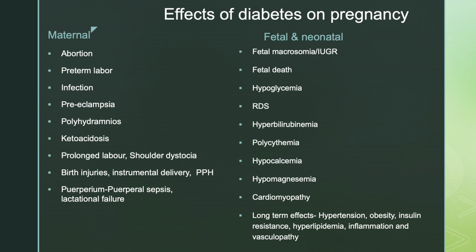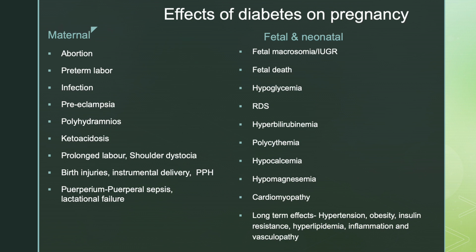The most common complication that can occur in both types of diabetes, that is GDM as well as PGDM patients, is preterm labor. They are more prone to infection like vaginitis, urinary tract infection, chorioamnionitis, etc. There is a twofold increase in the incidence of preeclampsia.